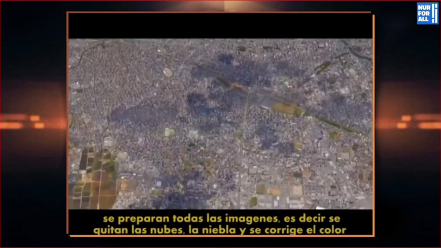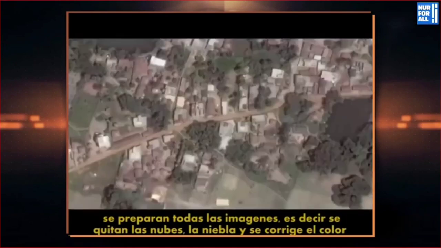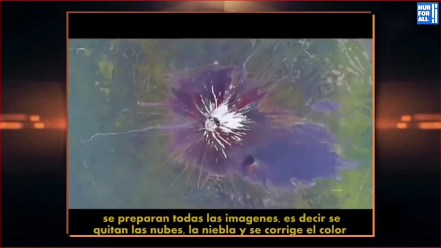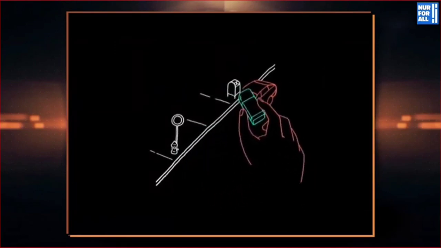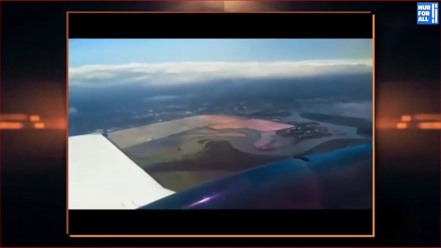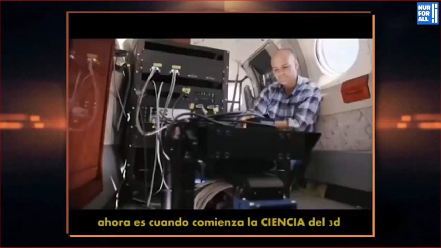So all the imagery is sort of prepped. That would be removing clouds, removing haze, color correcting. You'll actually see that a lot of the cities don't even have cars in them. We actually take the time to extract those. Then the 3D science begins.